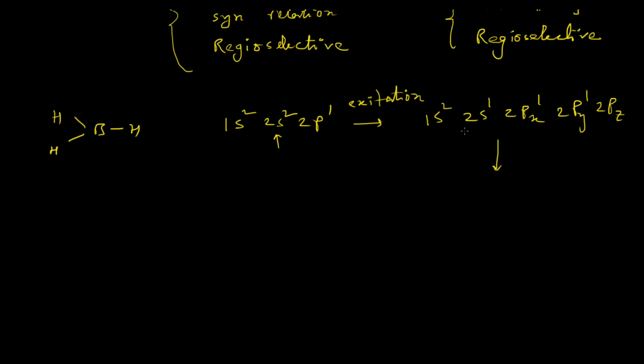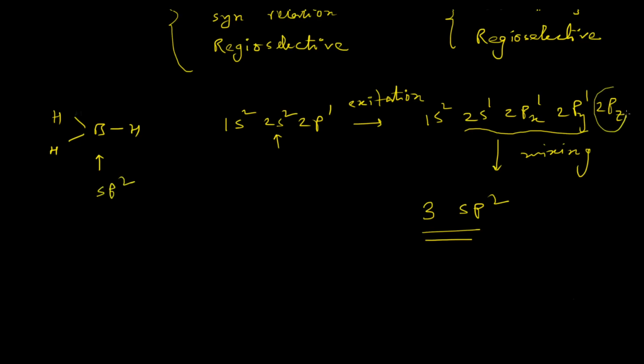After that, mixing of the 2s and 2p orbitals takes place. This mixing is also termed hybridization. Mixing or hybridization will result in the formation of 3 sp2 orbitals, and these 3 sp2 orbitals will be involved in making 3 covalent bonds. In the case of boron, these 3 bonds are the 3 boron-hydrogen bonds. So this boron is in the sp2 hybridization state, and we can see that the 2pz orbital will remain as a vacant orbital in all boron compounds.